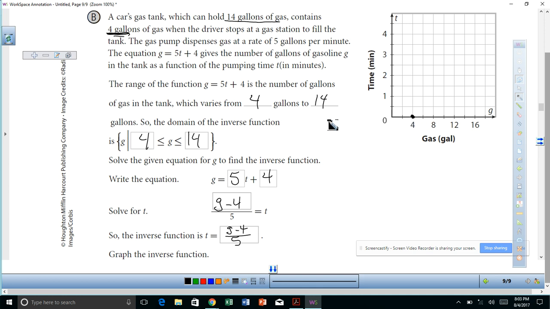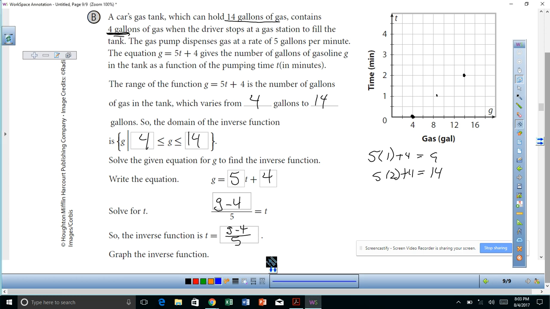So if you got 4 and it pumps 5 gallons, let's see, 5 times 1 plus 4, that would give you 5 plus 4, that's going to be 9. And then we're going to have 9 at 1 minute, and 5 times 2 plus 4, well, that's going to be 10 plus 4, that's going to give you 14. So it's only going to take 2 minutes to fill up that gas tank.